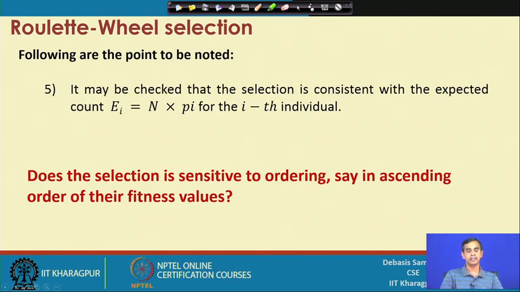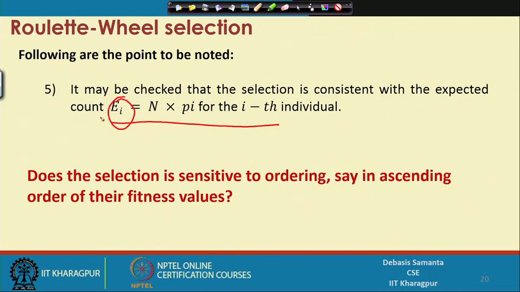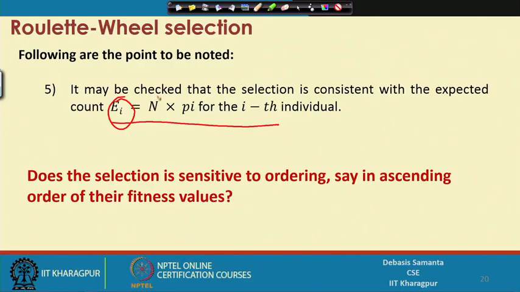And one idea I just have to say is that the expected count that can be obtained can also be proportional to the probability that the ith element will be selected. So this formula holds good. If e_i denotes how many times the ith individual will be selected, I mean expected for the selection, that can be calculated. If n is the size of the population, and p_i denotes the probability that the ith individual will be selected, then it gives the expected selection.